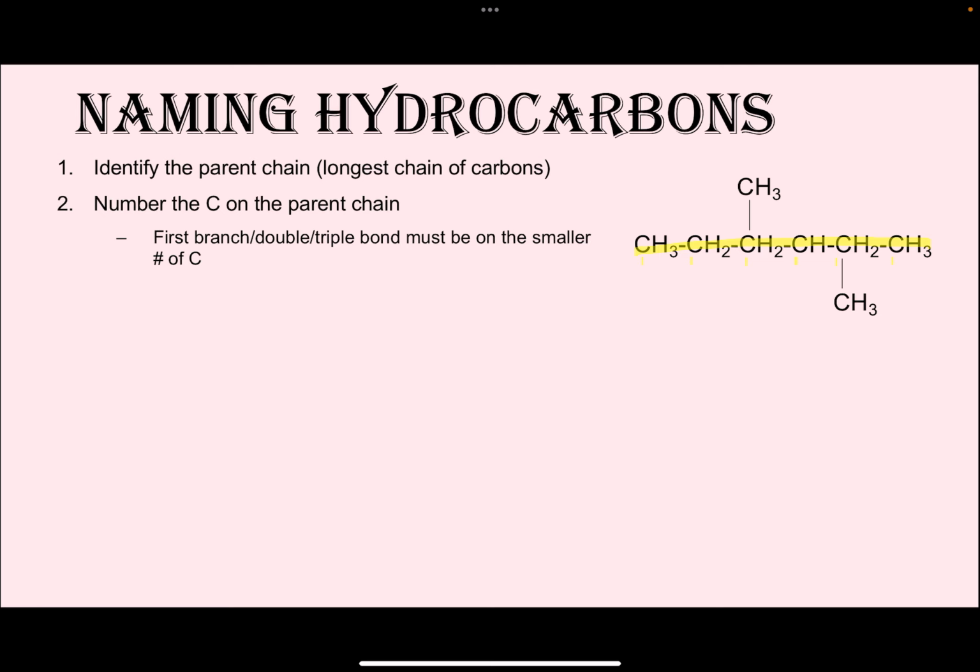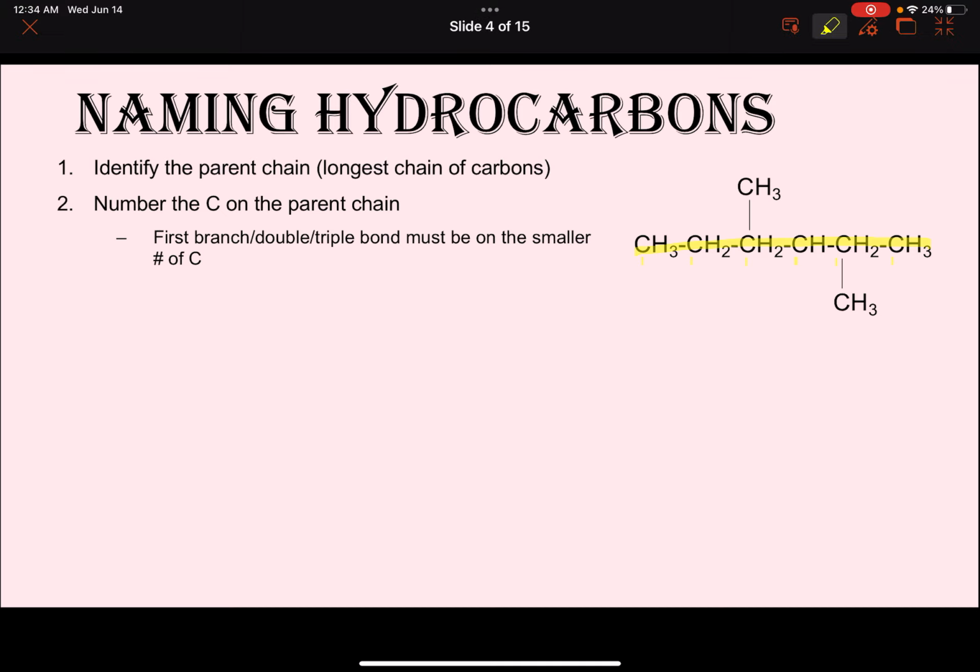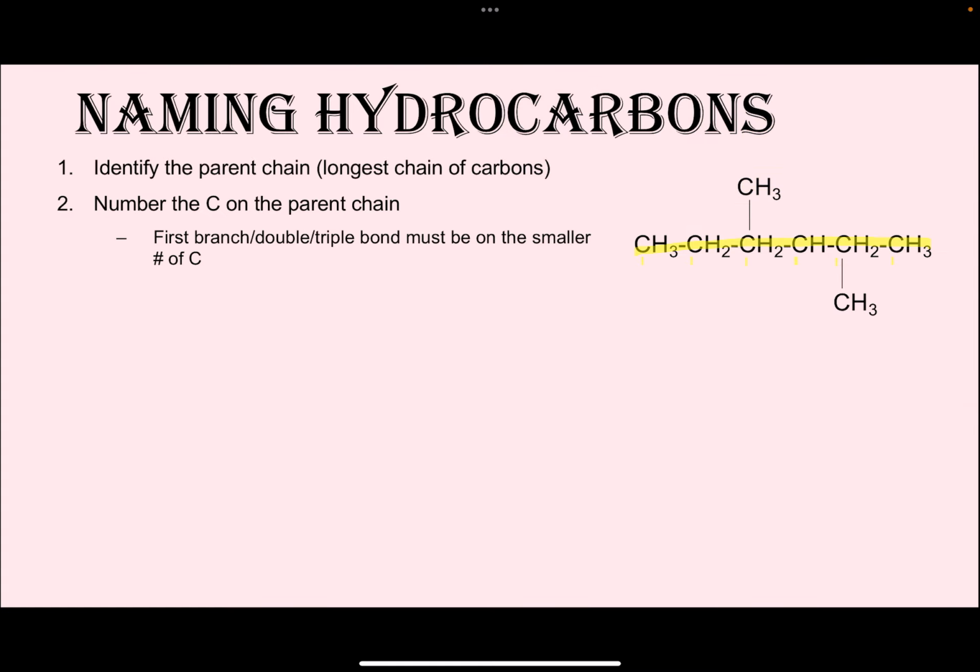As we are numbering the carbons on the parent chain, we want to make sure that the first branch that we see must be on the smaller number of carbon possible. So here's what I mean by that. If I number this carbon chain from this side, 1, 2, 3, 4, 5, 6, I notice that the first branch that I see is on carbon number 3.